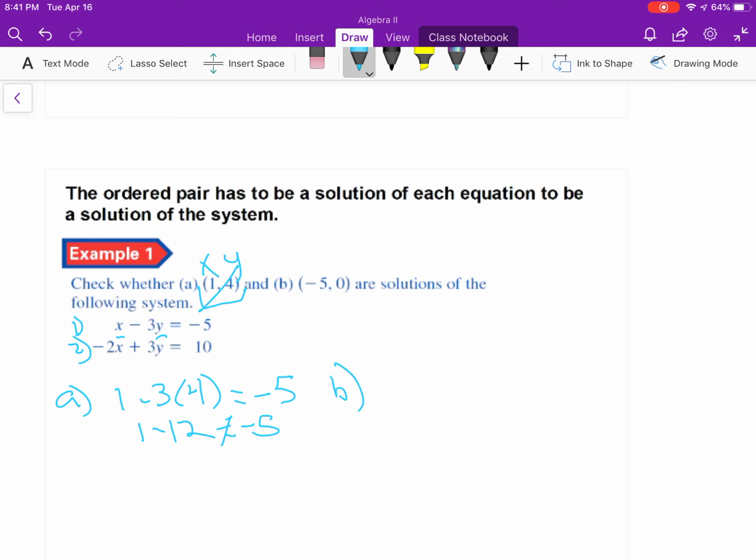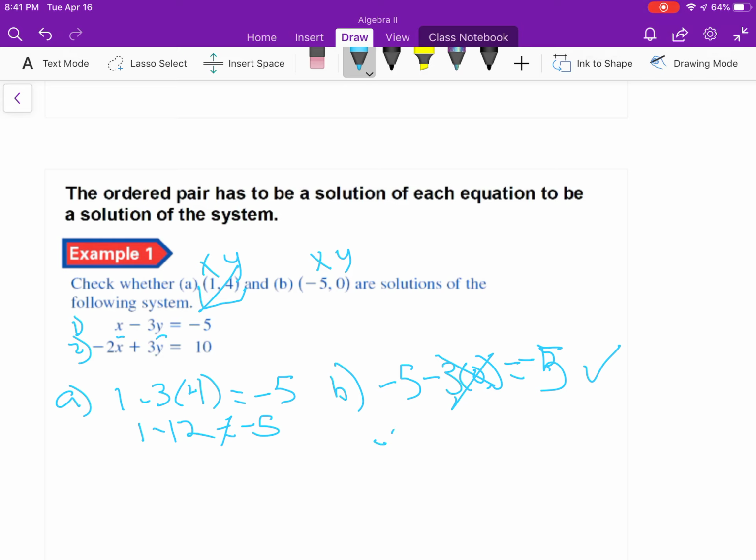Okay, so point B: for x I'll put in -5, and for y I'm going to put in 0. So that will cancel out to 0, and yes, -5 is equal to -5. But that's not enough. I have to make sure that it not only works in the top equation, but also in the bottom one.